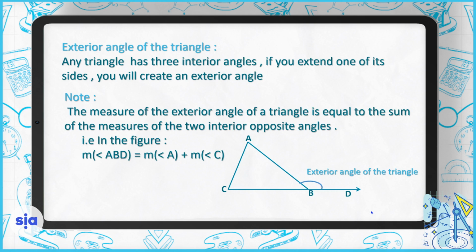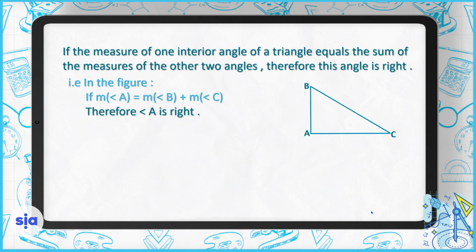For example, in this figure, the measure of angle ABD is equal to the measure of angle A plus the measure of angle C. If the measure of one interior angle of a triangle equals the sum of the measures of the other two angles, therefore this angle is a right angle. In this one, if the measure of angle A is equal to the measure of angle B plus the measure of angle C, therefore angle A is a right angle.